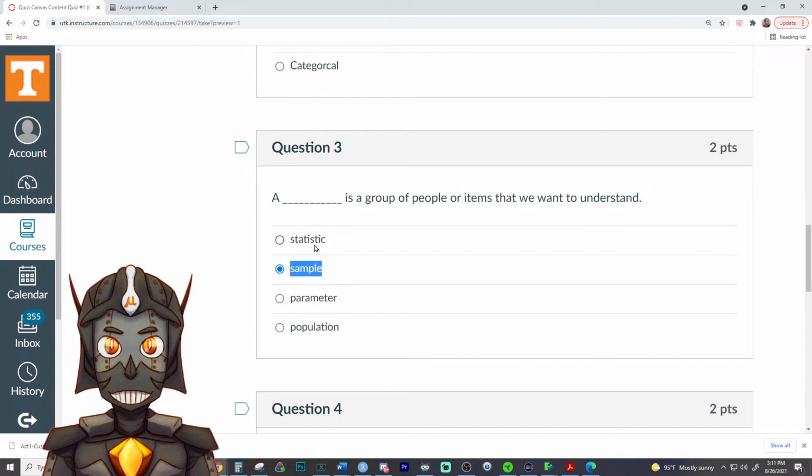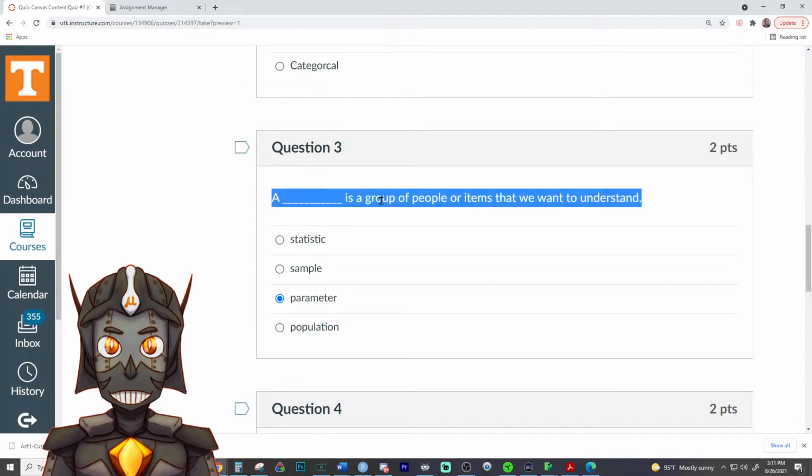From that sample, I will get a statistic by asking them, how much do you weigh? Mubot needs to know this. The average UT student in my sample of 100 weighs, on average, 150. This will help me understand the population and understand the true weight of all UT students.